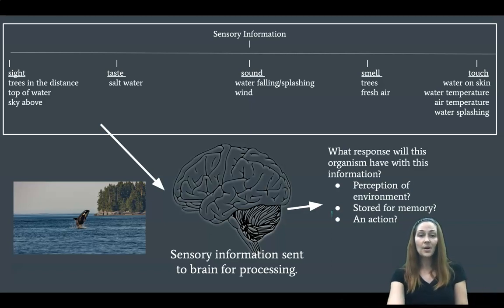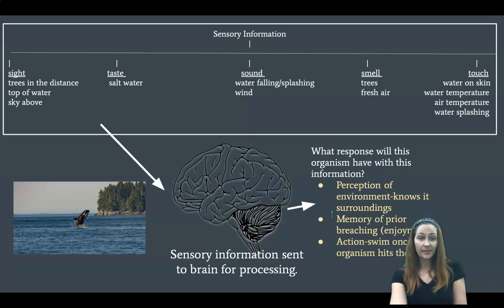Okay, so perception of environment. It knows its surroundings, right? Perhaps it comes to this area all the time. It knows where it's at. Those trees don't mean it knows how close it is to the shore, but it just knows the environment around it. Memory, it's breaching. Perhaps it's just, I love breaching.